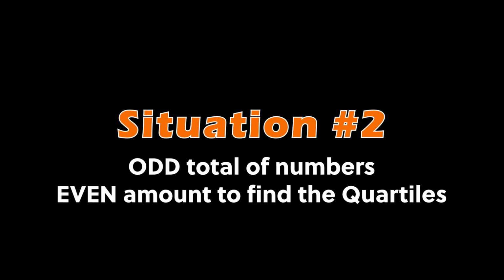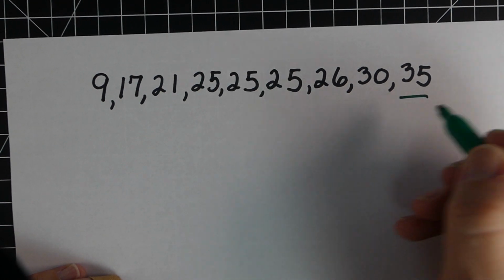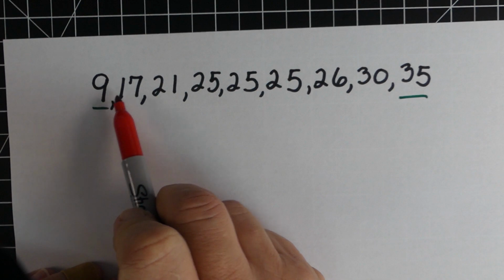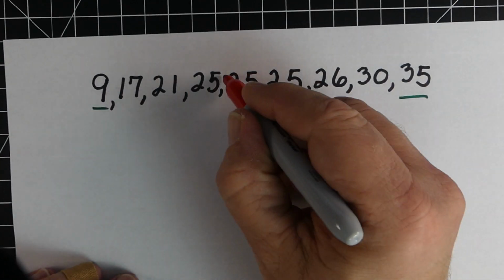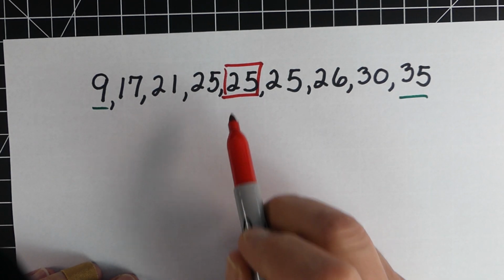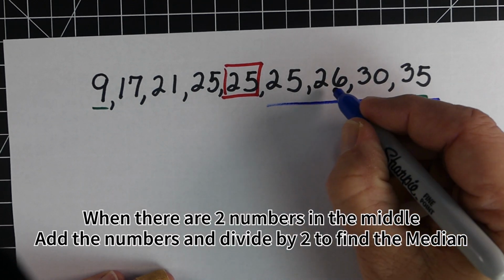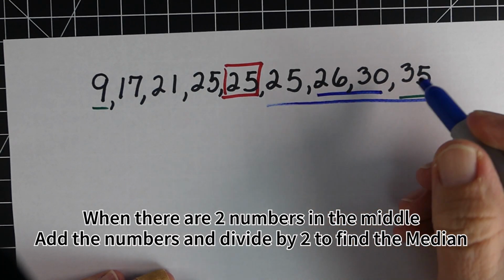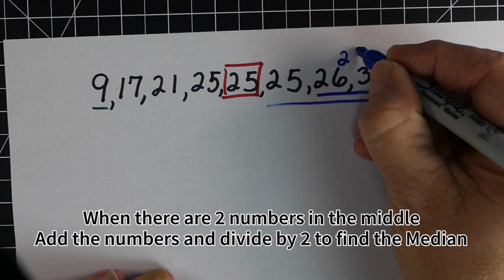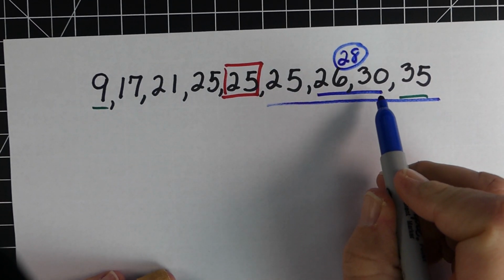Situation number 2, we still have an odd amount of numbers, but now it's going to be an even amount in the quartiles. So again, step 1, let's find the extremes. So you can see we got 9 and 35 are the smallest. In this one, we have a total of 9 numbers. So again, we're going to have exactly one in the middle, which is the 25, which is our median. But now when we go to find the median of the largest numbers, we have 2 in the middle. So we add those 2 together, we divide by 2, and we get 28. So our upper quartile is going to be 28.